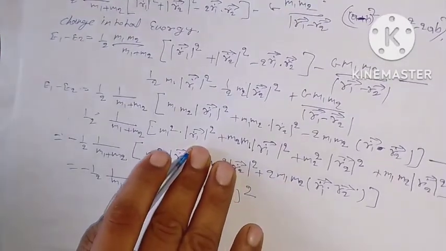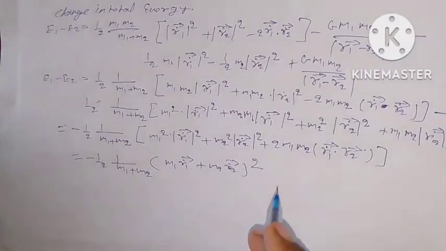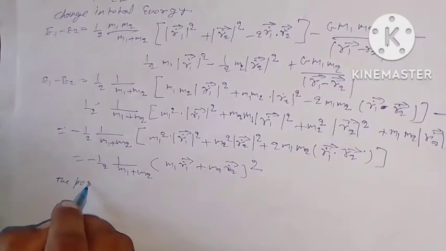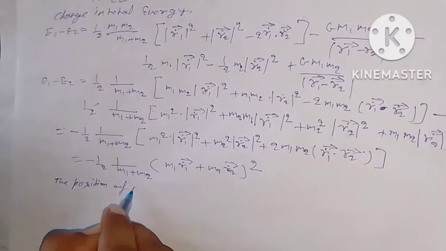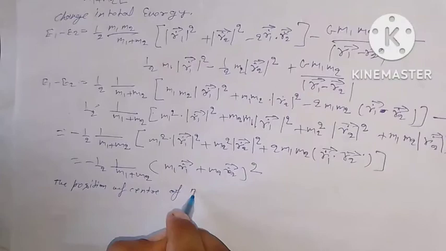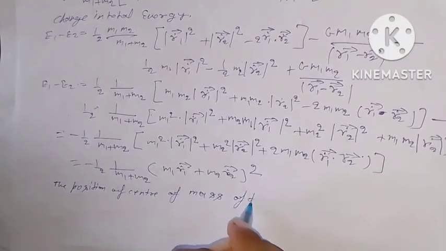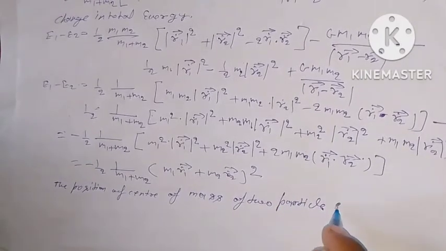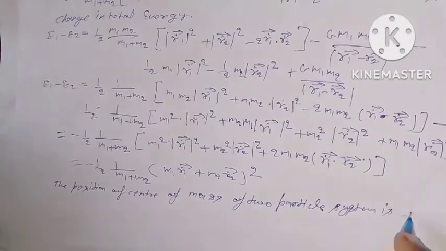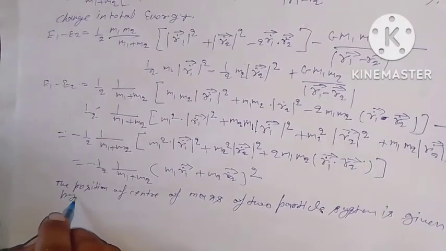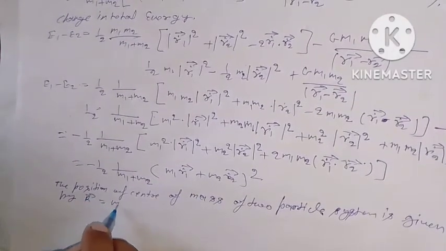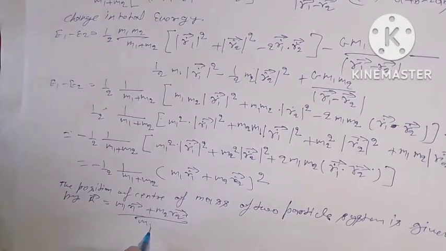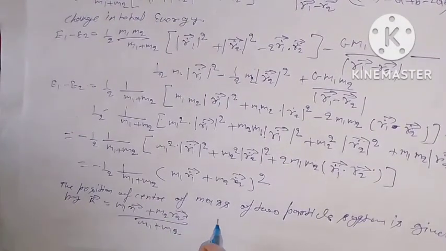The position of center of mass of two particle system is given by vector R equal to M1 R1 vector plus M2 R2 vector upon M1 plus M2. The velocity of center of mass.